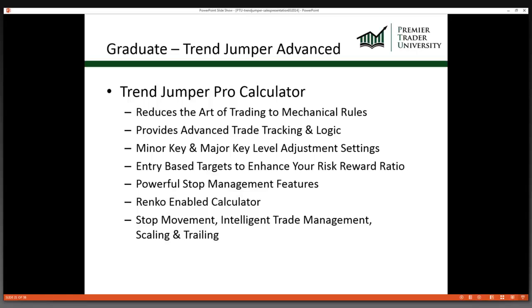Or like this morning, a trade that got stopped out. Some traders got stopped out because they forgot to adjust the trailing stop around that key level. But the calculator does that for us.